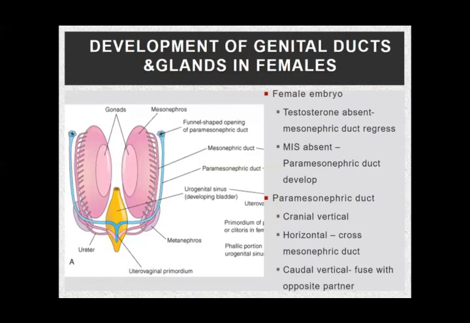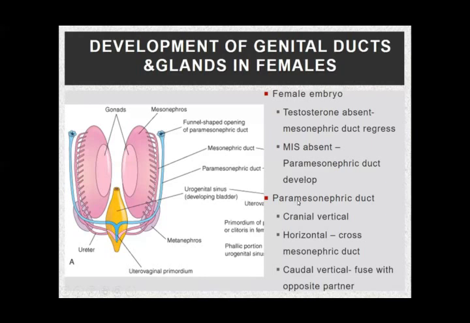Now, when this hormone is missing, when it is absent because it's a female embryo, Mullerian inhibiting substance is not present. As a result, paramesonephric duct develops. So going over it once again, testosterone is absent, so mesonephric duct does not develop. Mullerian inhibiting substance is absent. As a result, paramesonephric duct will flourish. It will develop, proliferate.